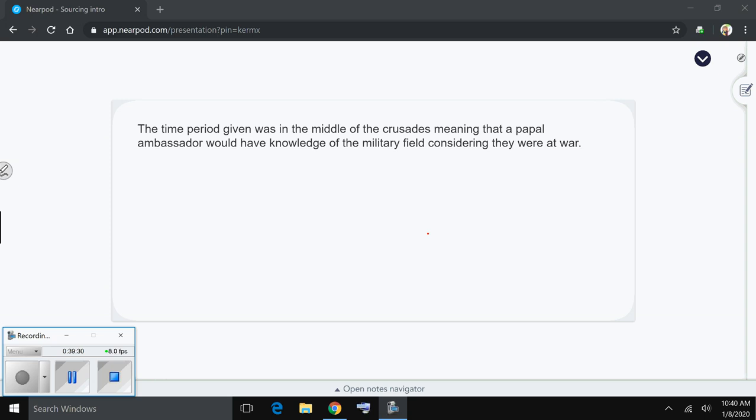Time period given was in the middle of the Crusades, meaning that the papal ambassador would have knowledge of the military considering that they were at war. Does that answer why the papal ambassador would know anything about the military? It's not really answering the question. Please rephrase that.